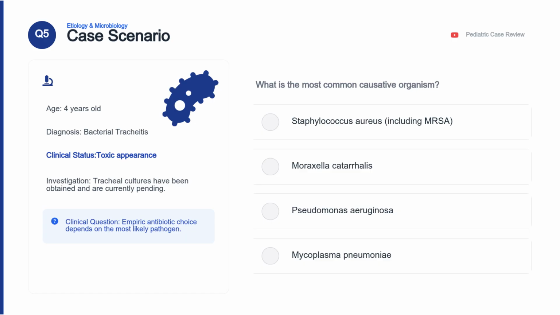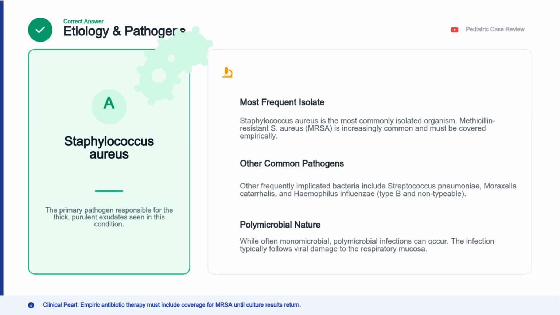Option A, Staphylococcus aureus, including methicillin-resistant strains. Option B, Moraxella catarrhalis. Option C, Pseudomonas aeruginosa. Option D, Mycoplasma pneumoniae. The correct answer is A, Staphylococcus aureus, including methicillin-resistant Staphylococcus aureus.